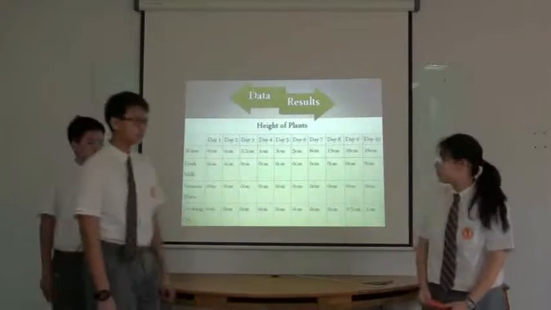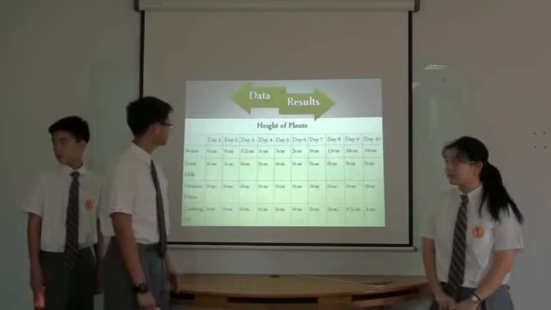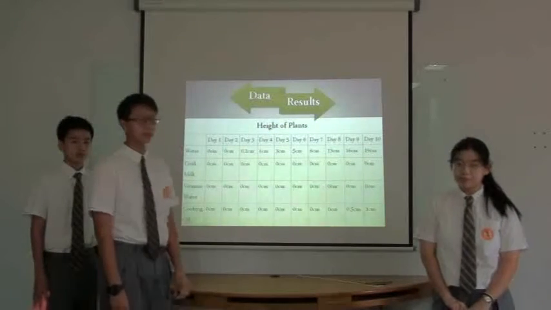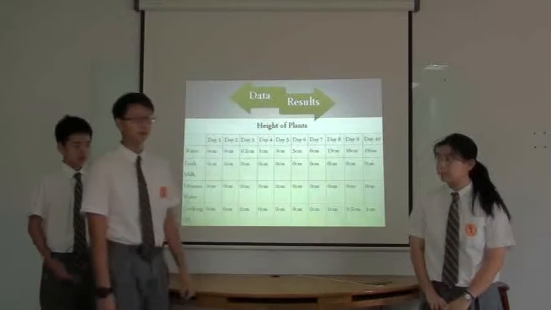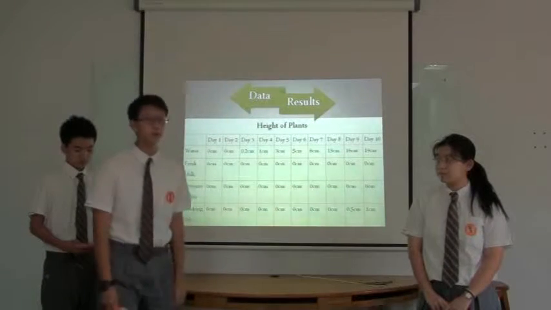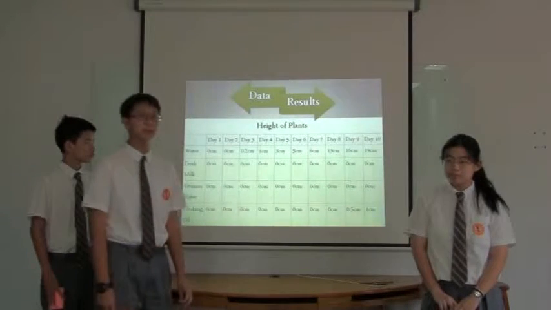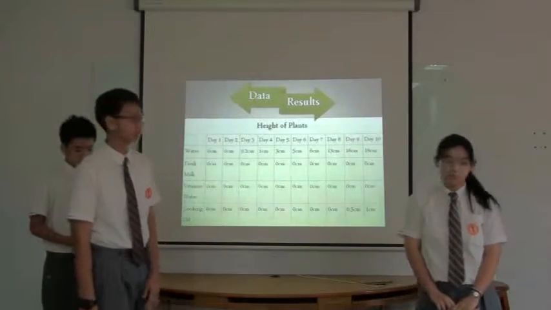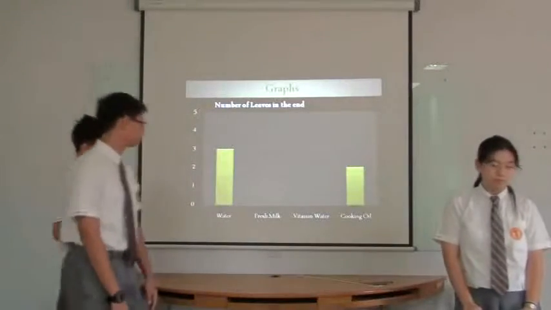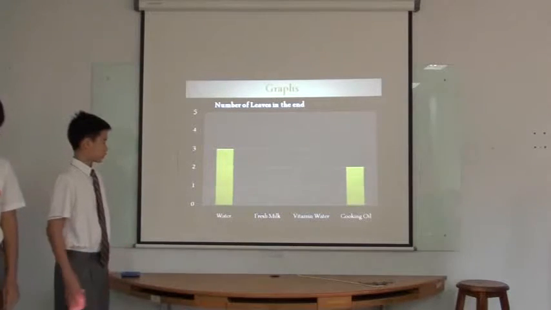Okay, this is the data result for the height of the plants. For water, it started to grow since day 3 from 0.2 centimeters and up to day 10 to 19, while fresh milk and vitamin water did not grow at all. And lastly, cooking oil started to grow since day 9 and in day 10 ended with 1 centimeter.